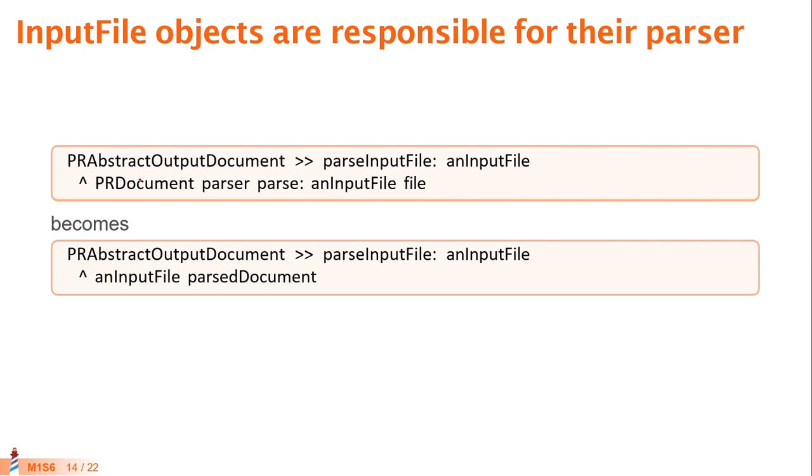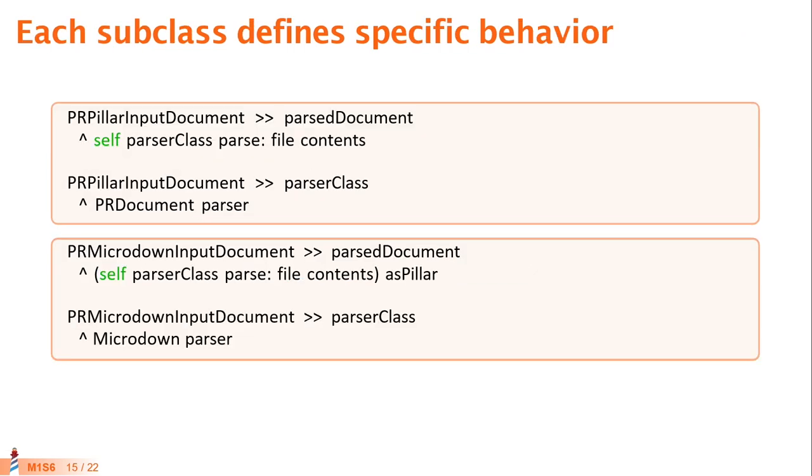So what you see is that instead of having this parser input file that I showed you at the beginning on the output document, it becomes just, oh, I have an input file, and I just ask the file to do the job. And I move this code into the input document object. So I give more responsibility to my object. And this is the same as what I showed in the UML diagram.